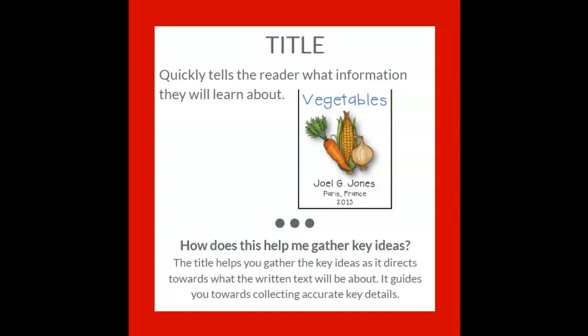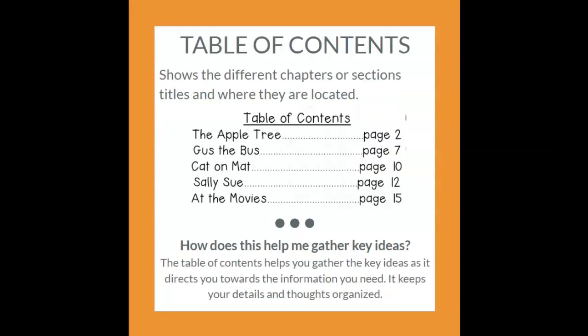The title helps you gather key ideas as it directs you toward what the written text will be about. It guides you toward collecting accurate key details. From the title, you can start to gather key ideas. If I know the title of the text is Vegetables, then I can look in that specific section, in that specific article, to find key ideas about vegetables. That's how the title can help you. That text feature can help you gather key ideas and key details about vegetables.